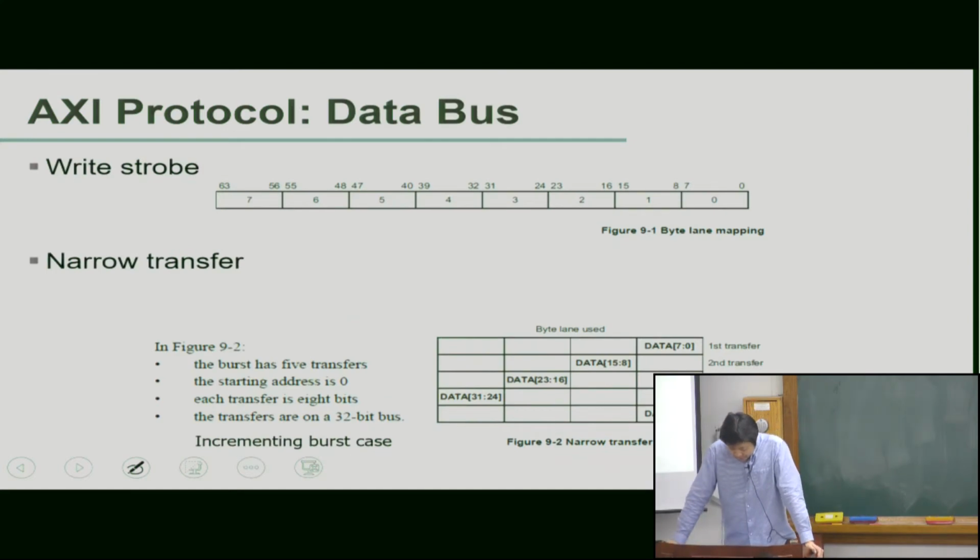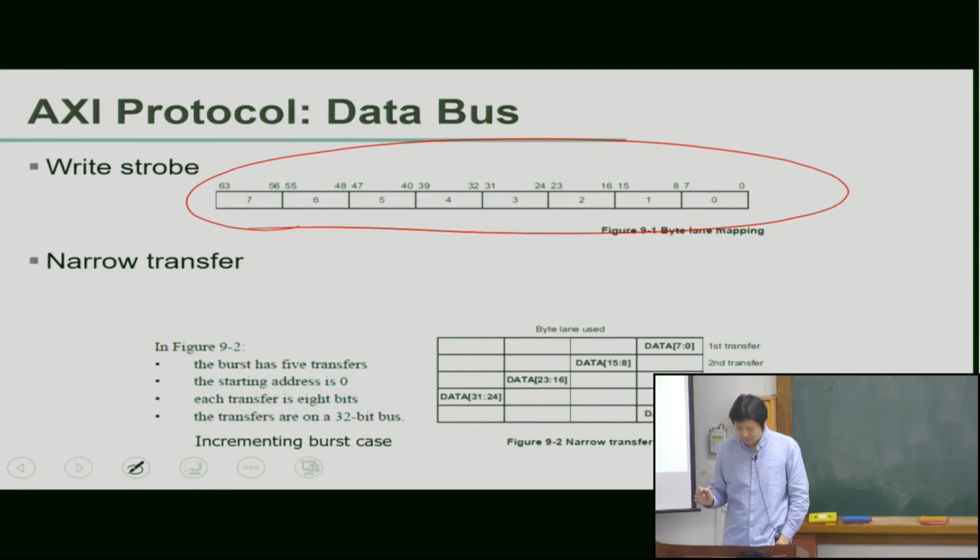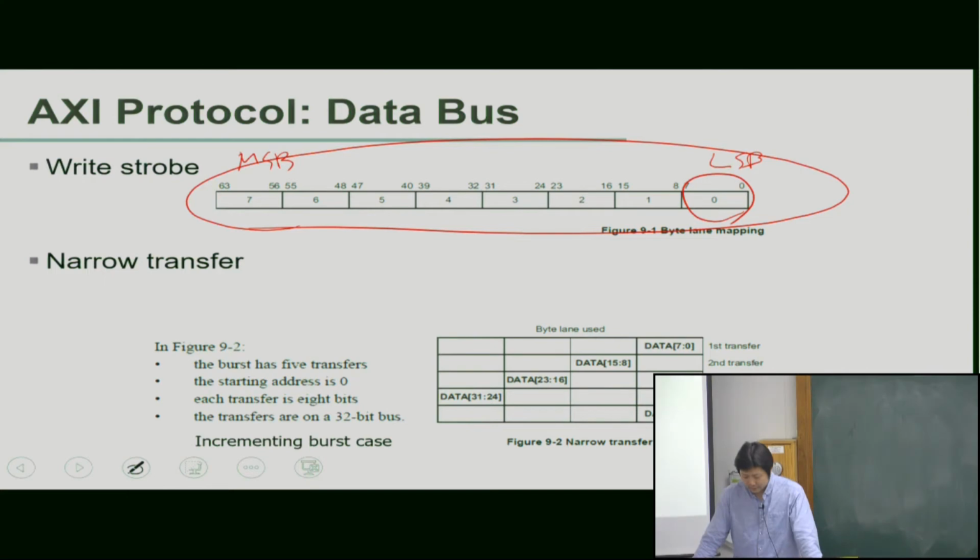And so there's some narrow transfer. Basically you can actually do some narrow transfer. In this specific example, let's take a look. This, by the way, is the byte lane mapping. In this case, if you have 64 bits in your bus, then the LSB is byte 0. The MSB is byte 7. Okay, so there's a numbering, this byte encoding.